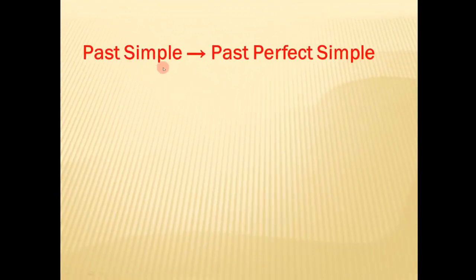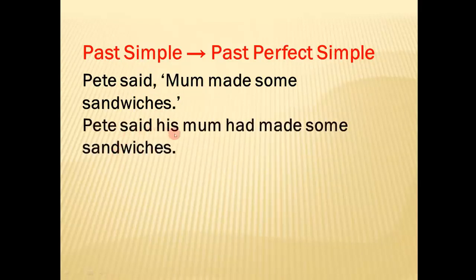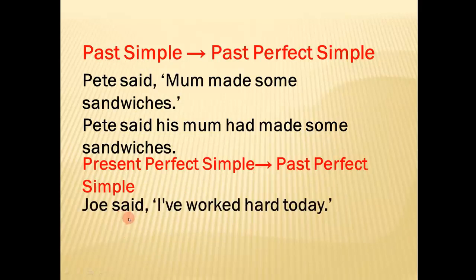We change past simple into past perfect simple. Pete said, "Mom made some sandwiches," becomes Pete said his mom had made some sandwiches. Present perfect simple changes into past perfect simple. For example, Joe said, "I have worked hard today." This is direct speech.